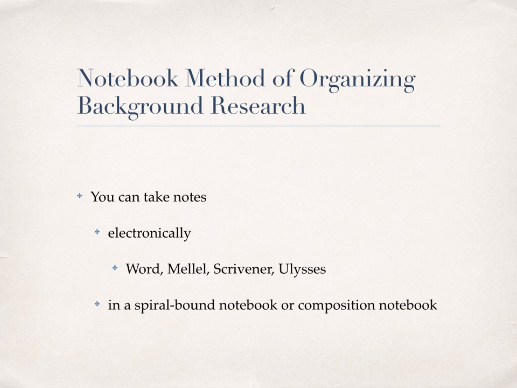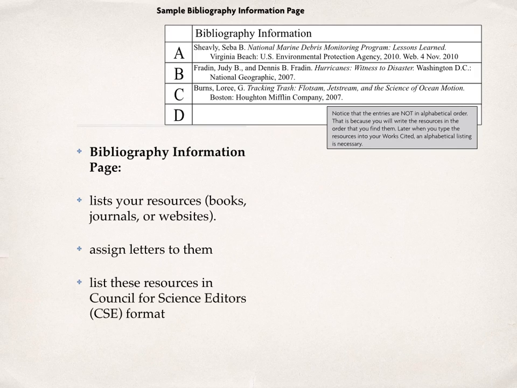So the one I want you guys to use is the notebook method of organizing background research. Why? Because you're going to do it on a word processor such as Word, Scrivener, or Ulysses. Okay? You can also do it in a spiral-bound notebook or composition book. So the first thing you should do is generate your bibliography page. For the bibliography information page, you can make it in columns if you want. You have your list A, B, C, D, and for each one you put the bibliography information in CSE format.